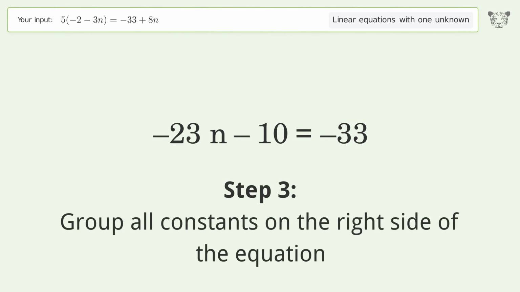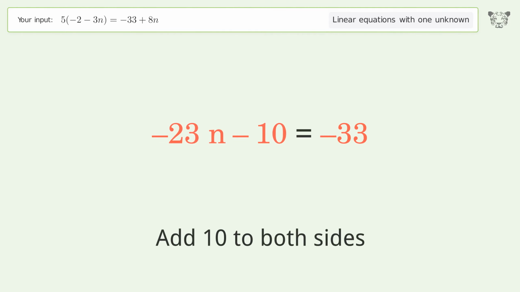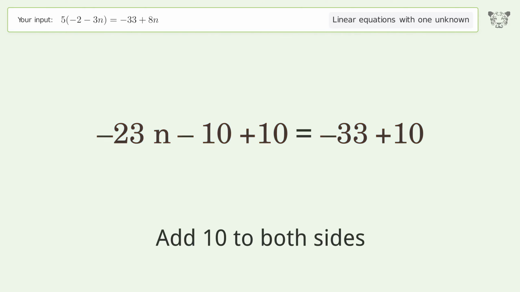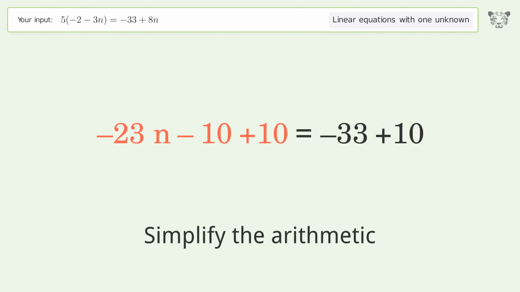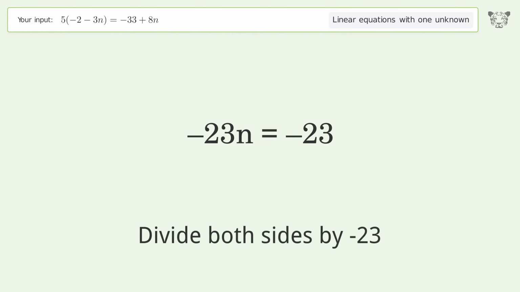Group all constants on the right side of the equation. Add 10 to both sides. Simplify the arithmetic. Isolate the n. Divide both sides by -23.